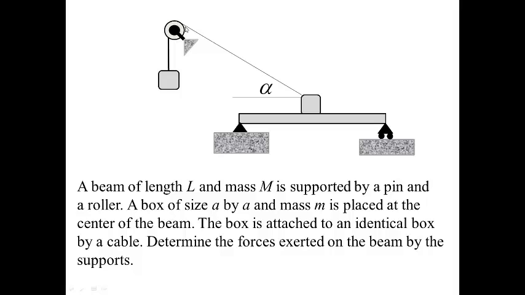The box is attached to a counterweight through a cable that runs through a pulley. Our task is to determine the forces exerted on the beam by the supports. Alternatively, we can say that our task is to determine the reactions of the supports at the pin and the roller.